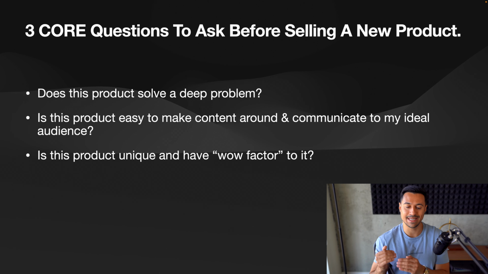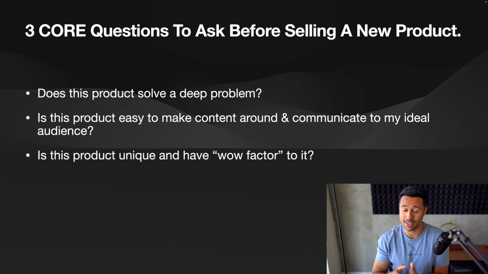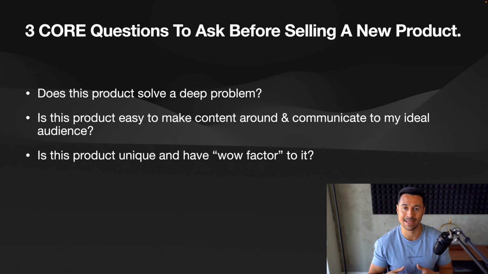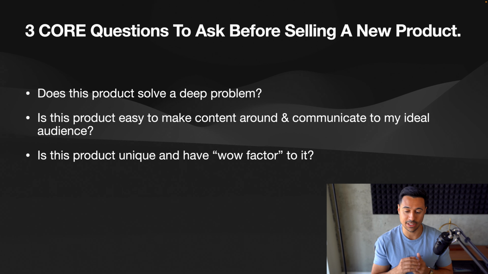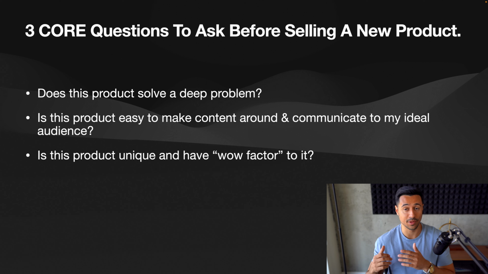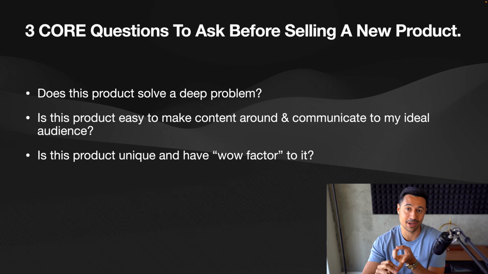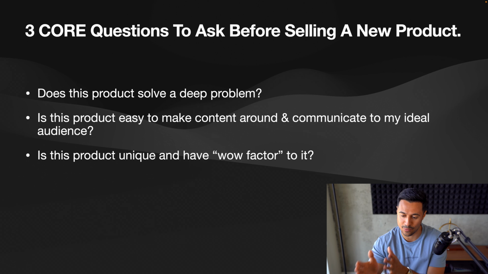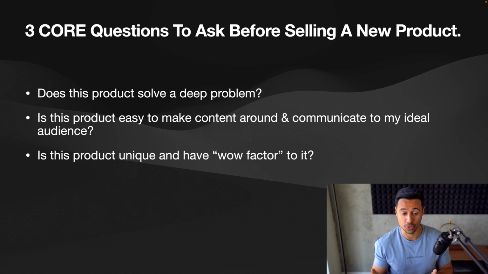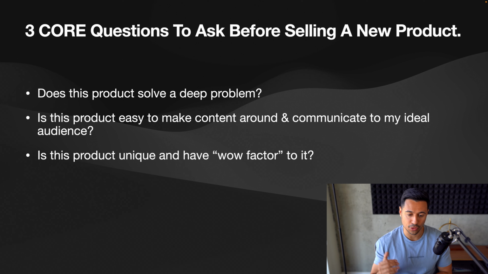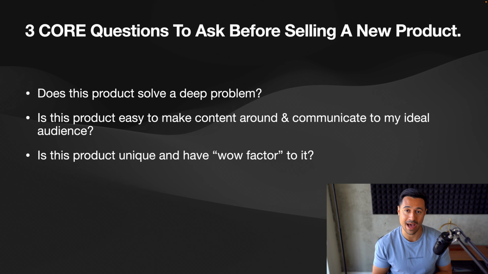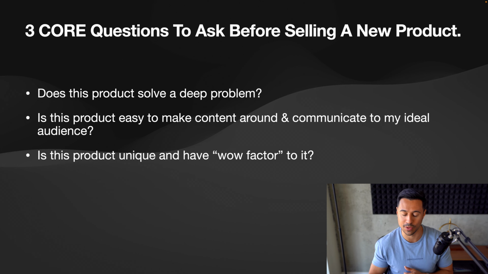And this plays into that second question as well, is this a product that you can make content around and is it easy to communicate? If your product is unique and has wow factor, it'll be, first of all, A, easy to communicate, and B, easy to make content around. So you need to ask yourself, does it have wow factor? If it does, you're golden. So again, if you've answered yes to all three of these questions, you're on the right path. And now all you have to do is actually go and test, right?